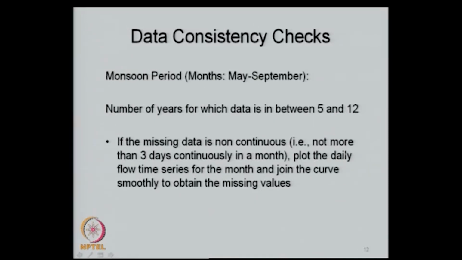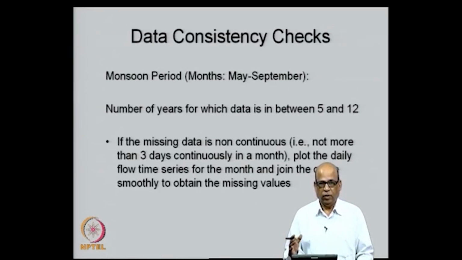Then in the monsoon periods, the second case is, let us say that we have data between 5 years and 12 years. What we did for this example is that anything less than 5 we have discarded, and for anything more than 12 we introduced one of the methods and then examined whether the time series will be smooth by the method that we have used. Now, we will see what we do for those gauges which have data between 5 years and 12 years.